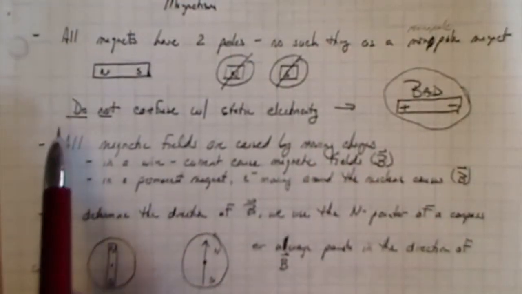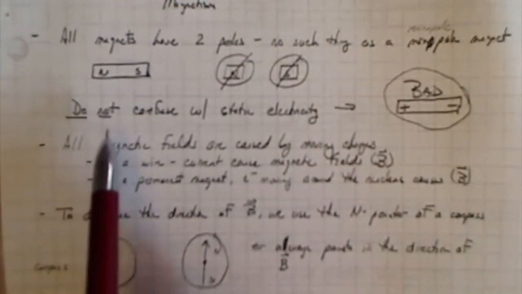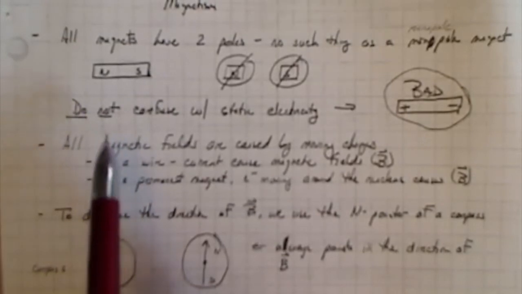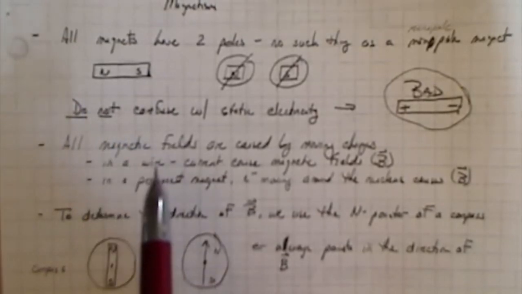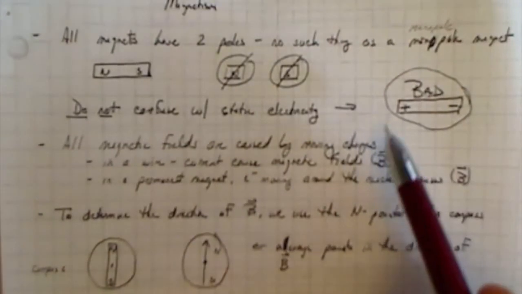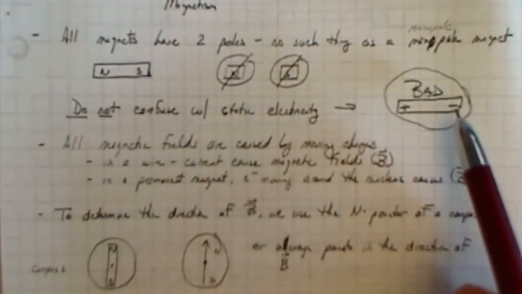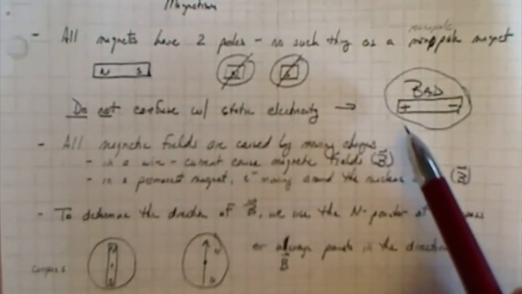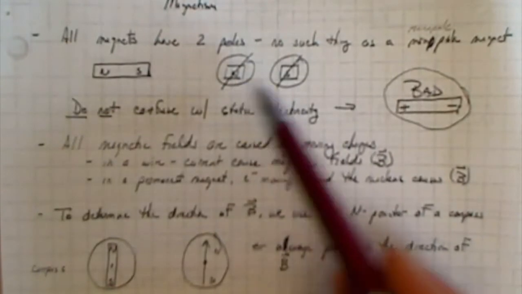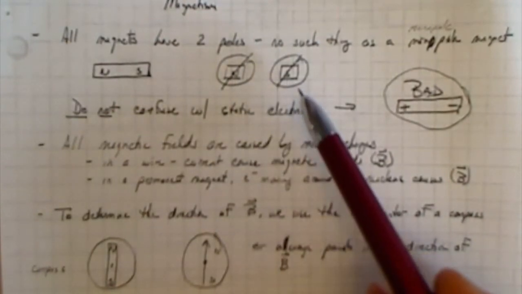Also, be aware, you should not confuse magnetism with static electricity. In static electricity, you get positive and negative charges, and they can exist in isolation. You can have a single positive and negative by itself. You cannot have a north or a south pole by itself.